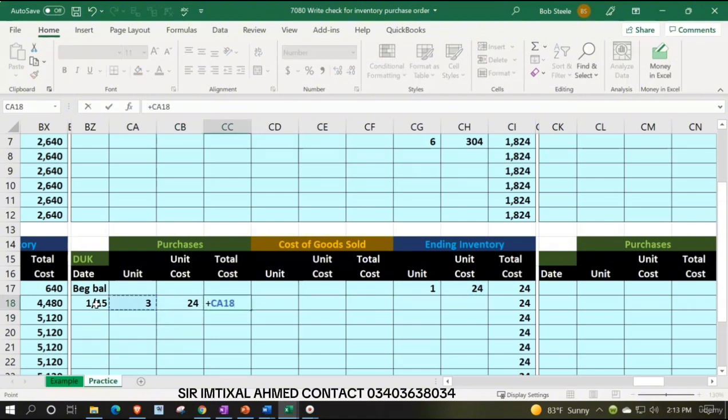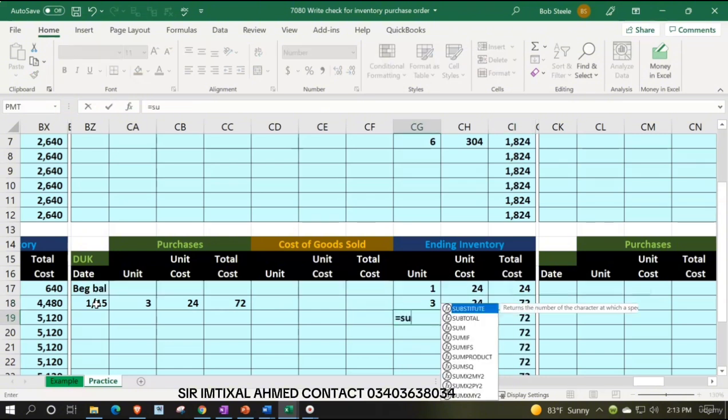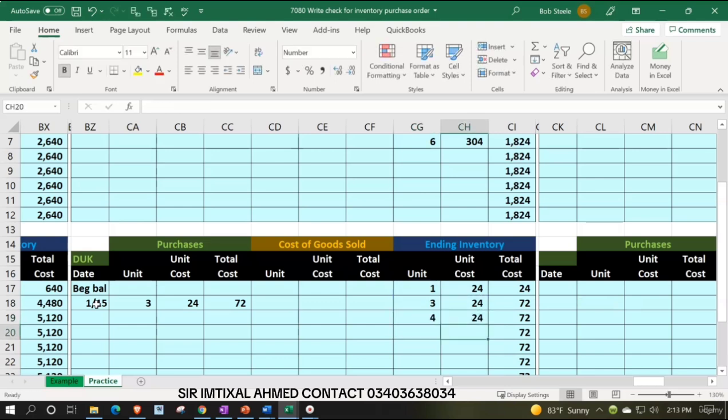So now I'm going to say 3 times 24, 72 total. And then I'm just going to bring that over. This is the only one we purchased here. 3 times 24, multiplying that out, gets us up to 72. How many do we have in total then? We had 1 before, so now we got 4. 4 times 24, now we're at 96 total on those units.